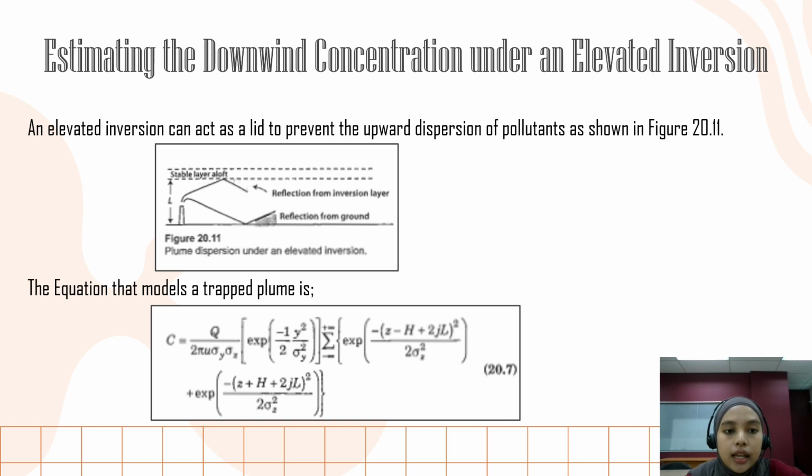Next is estimating the downwind concentration under an elevated inversion. An elevated inversion can act as a lid to prevent the upward dispersion of pollutant, as shown in figure 20.11. Here is the figure showing plume dispersion under an elevated inversion. Based on this figure, the equation that models the travelling plume is equation 20.7.